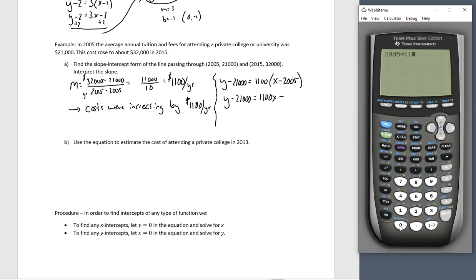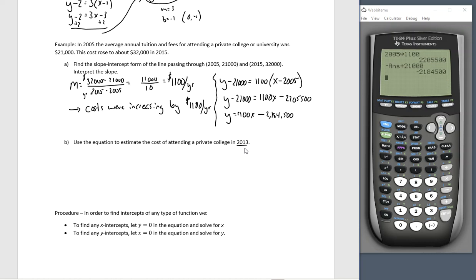2005 times 1,100. I'm glad I didn't. 2,205,500. Woo! And when I add 21,000 to that, so I'm going to do negative answer, add to that the 21,000. I should end up with a negative 2,184,500. That's a big number.